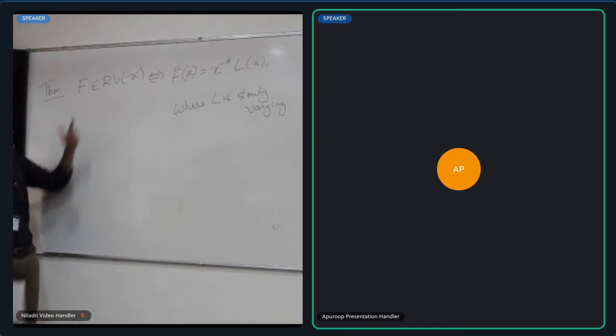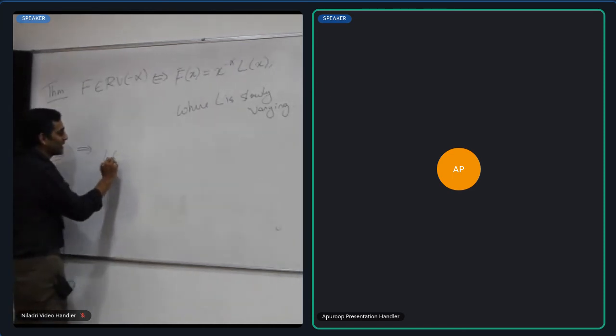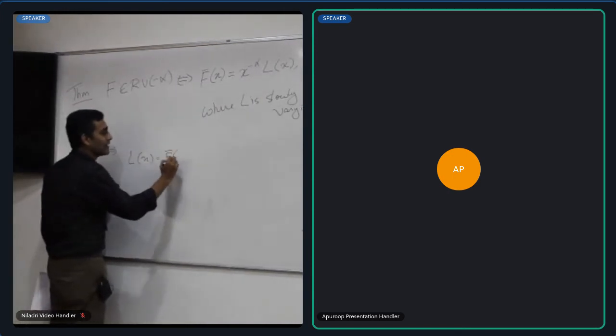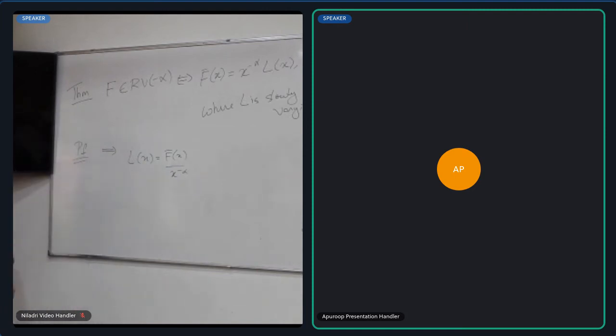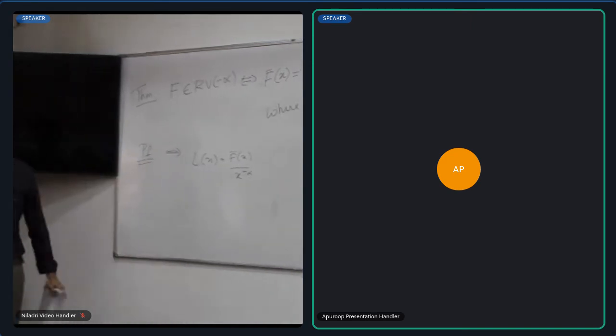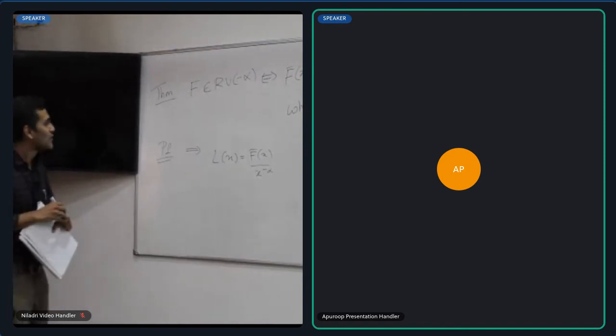If you have a function which is regularly varying, I'll just mention this. For the forward implication, suppose f were regularly varying with index minus alpha. You just define L of x as f bar of x divided by x raised to minus alpha, and show that this L is slowly varying. Again, you just have to apply the definition. Look at L of lambda x divided by L of x, take the limit as x tends to infinity, you will get 1. Okay, so this is how you would show this.